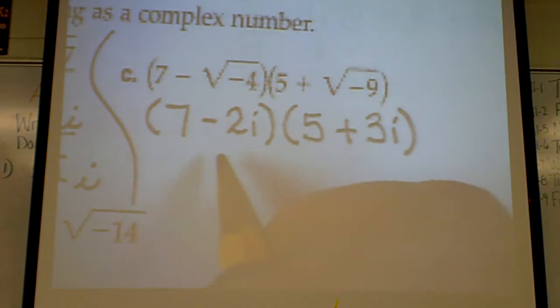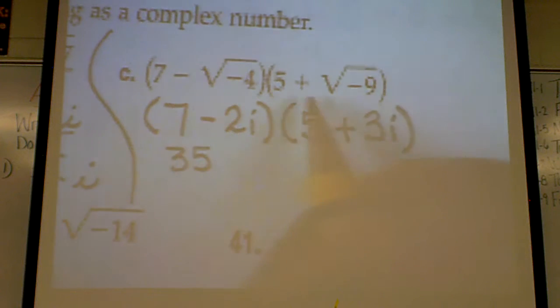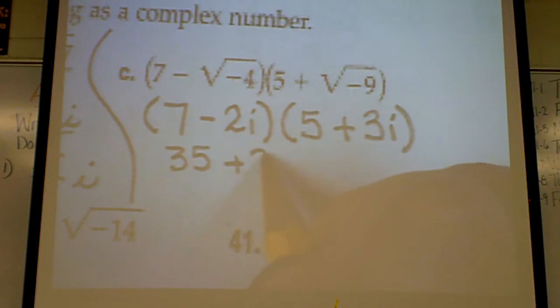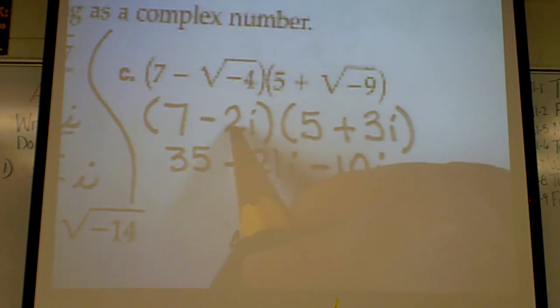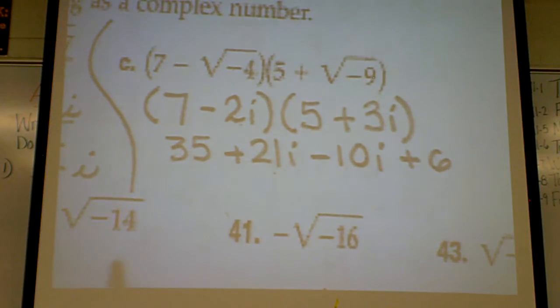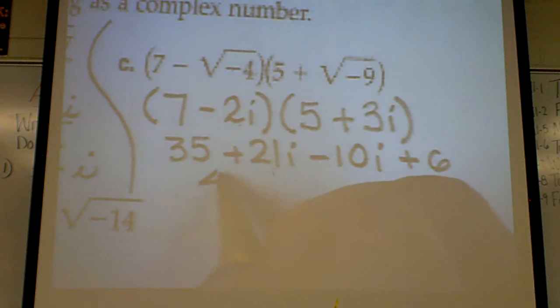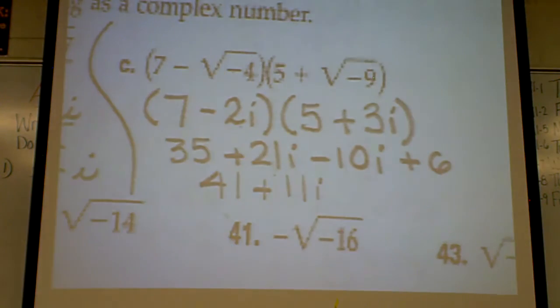7 times 5 is 35. 7 times 3i is 21i. Minus 10i. And this is gonna be negative 6i squared, or positive 6. Right? Final answer in standard form: 41 plus 11i. Very good.